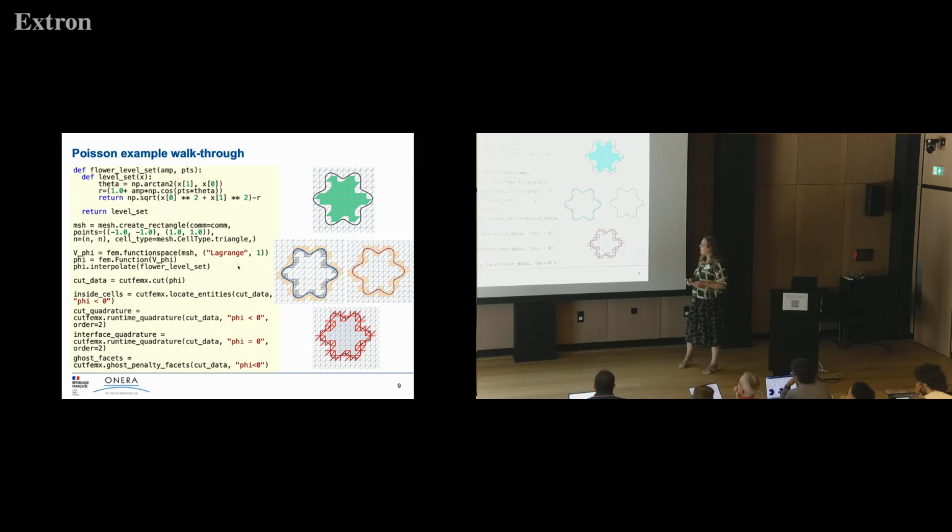Then I interpolate it onto a function space. And then I can take this interpolated function and cut my mesh with it. And then I can query it for different parts of the mesh. So this first one there, locate entities, will give me all the cells that are fully inside my level set. So that's the green cells up there. That's inside cells. And then it can query different quadrature rules, inside quadrature rules on the interface, and also some functionality for stabilization. In this case, ghost penalty facets.